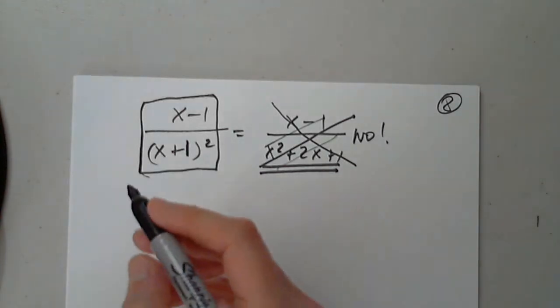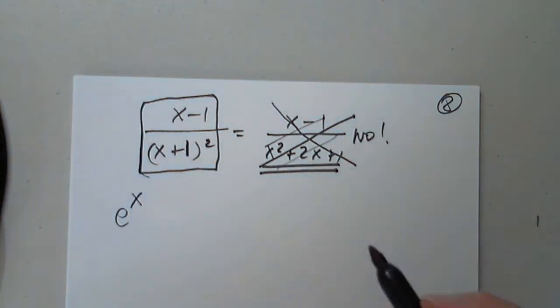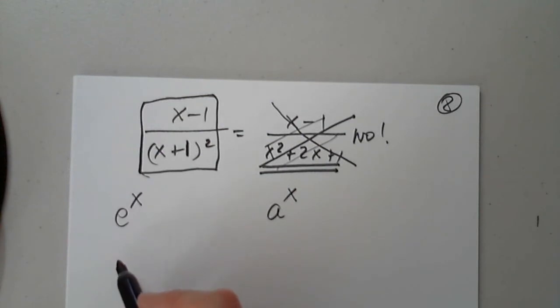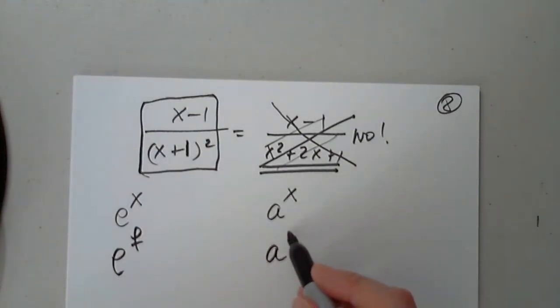And then I would like to talk about, by comparison, e to the x and a to the x. And of course, e to a function and a to a function, prime. And then I'd like to look at some applications.